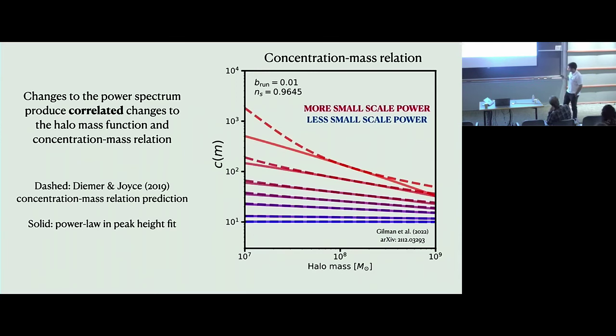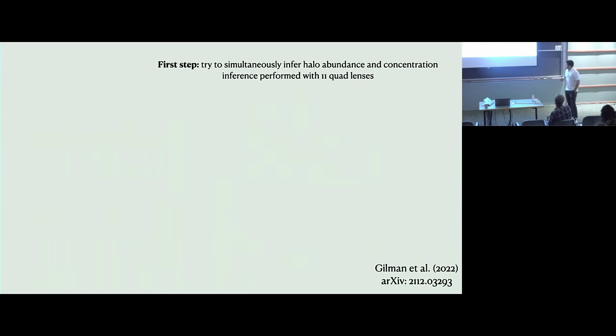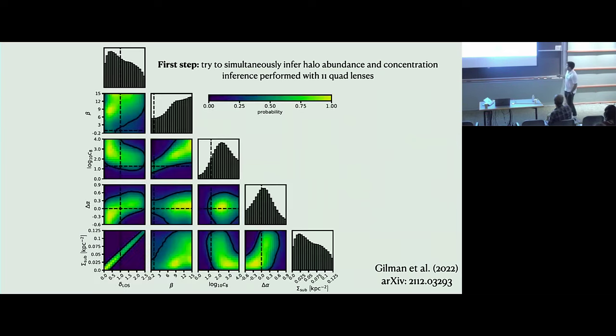And so if you want to constrain this with lensing, there's basically a few steps. First you go out and you try to measure the halo mass function and the concentration mass relation. You get some likelihood, and then you interpret that likelihood in the context of a model that connects the properties of the power spectrum to the slope and amplitude of the halo mass function and the concentration mass relation. So that's what we tried to do.